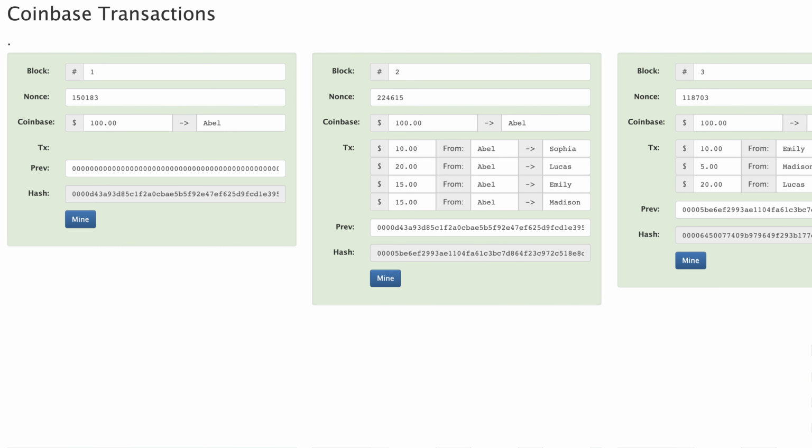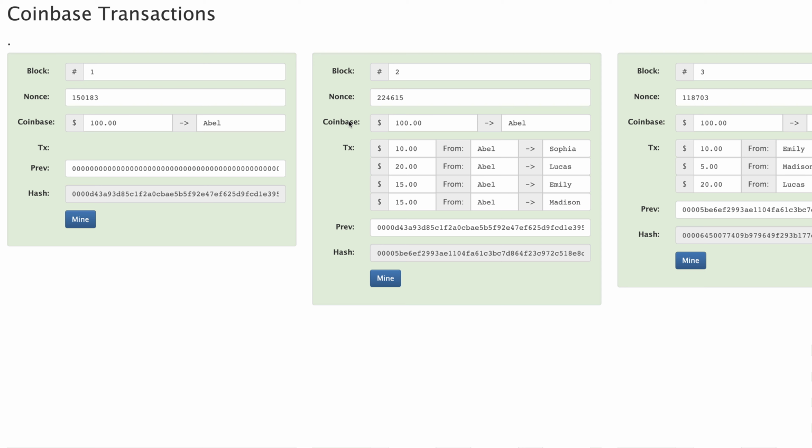And as you can see here, I have a number of blocks. And now we have an additional line of data here. You can see here a Coinbase. And in this first block, Abel is receiving $100. On the next one, you can see here that Abel is receiving $100 yet again, which is nice. And there's also a number of transactions.